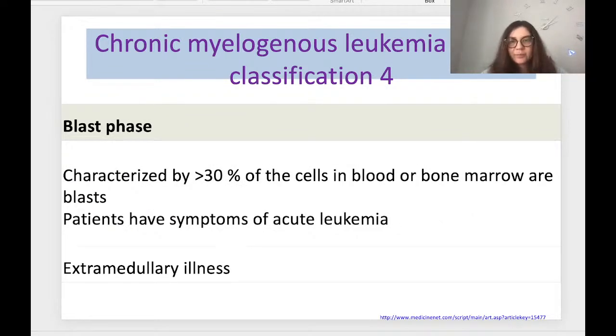In the blast phase, as I told you, it is characterized by a level of blasts more than 30% in blood and bone marrow, and patients usually have symptoms of acute leukemia and extramedullary disease, when blasts migrate to other parts of the organism and can give new growth patterns.